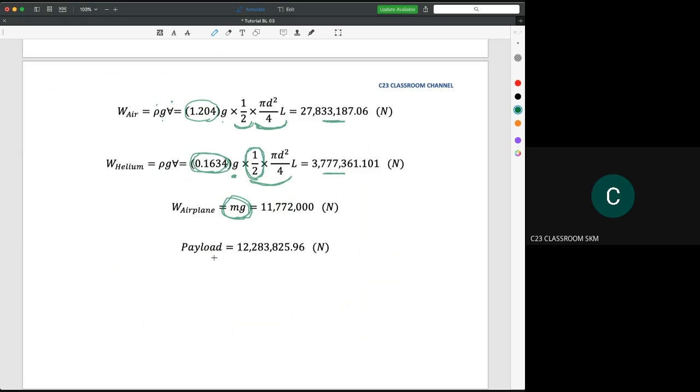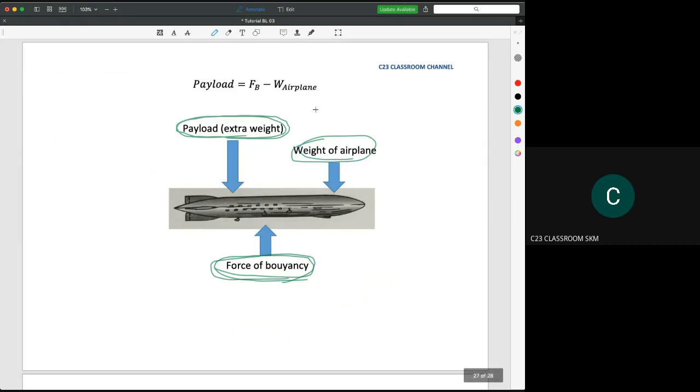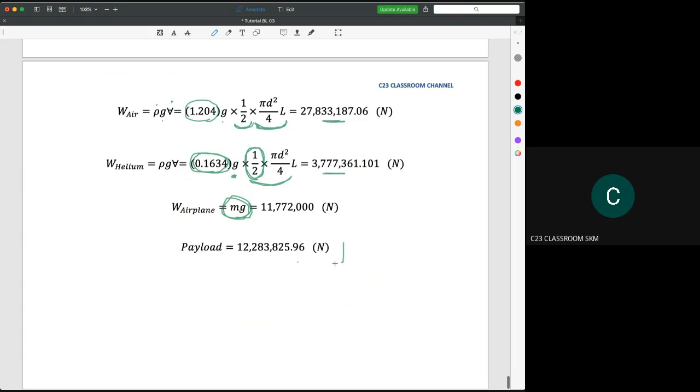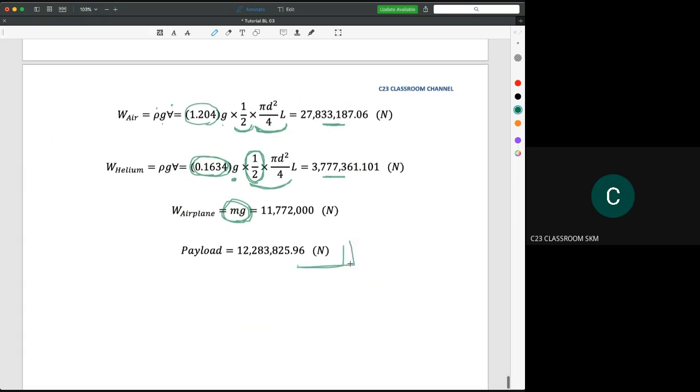Then we could calculate the payload according to this equation, and we find that it is around 12.28 mega Newton. This is the total weight that can be carried by the airplane, the extra weight that can be loaded into the airplane.